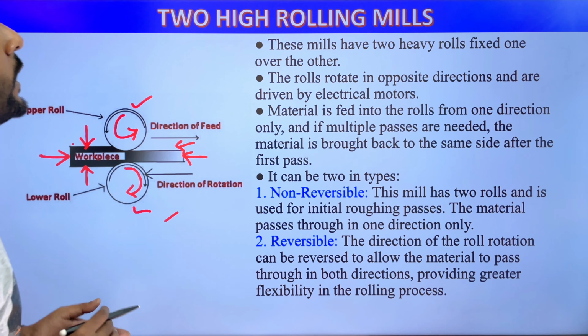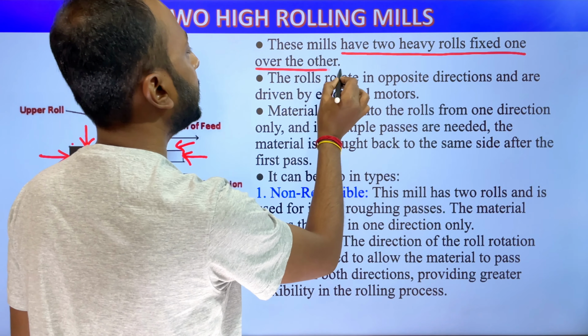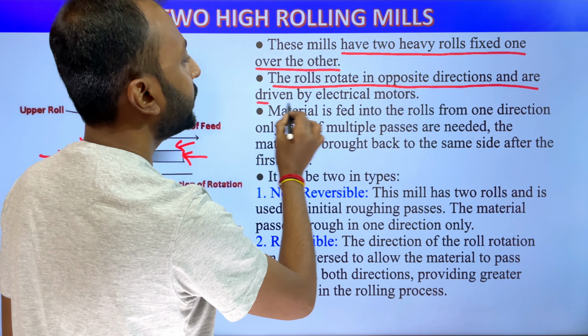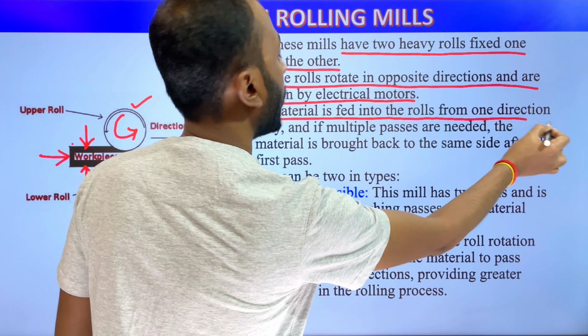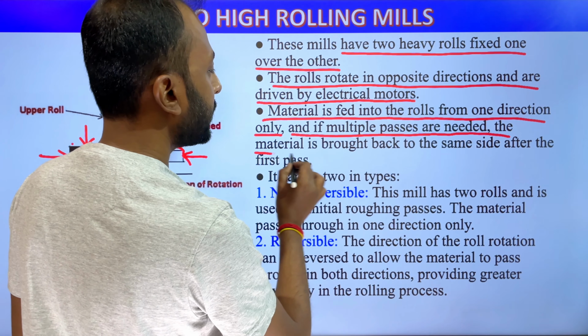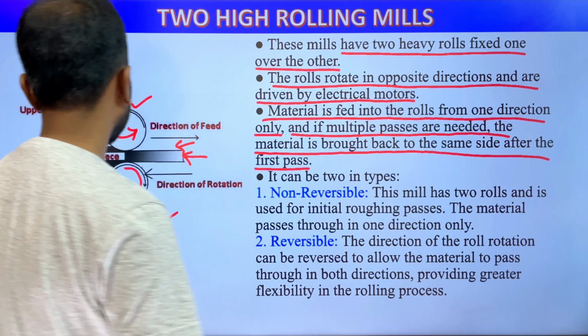So 2-high rolling mills have two heavy rolls fixed one over the other. The rolls rotate in opposite directions and are driven by electrical motors. Material is fed into the rolls from one direction only, and if multiple passes are needed, the material is brought back to the same side after the first pass.